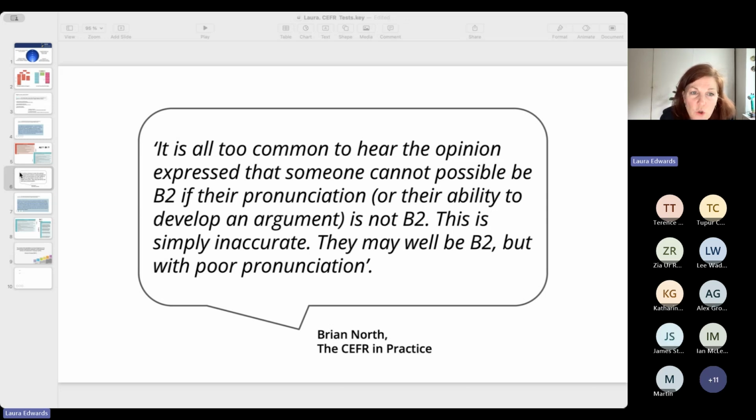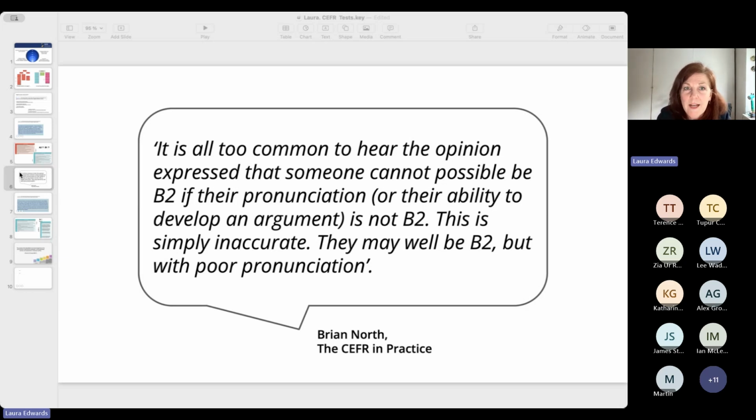And he says, it's all too common to hear the opinion expressed that someone cannot possibly be B2 if their pronunciation or their ability to develop an argument is not B2. This is simply inaccurate. They may well be B2, but with poor pronunciation. This is something I think as teachers we struggle with. We see our students every week. We see them in class. We know what they can do.